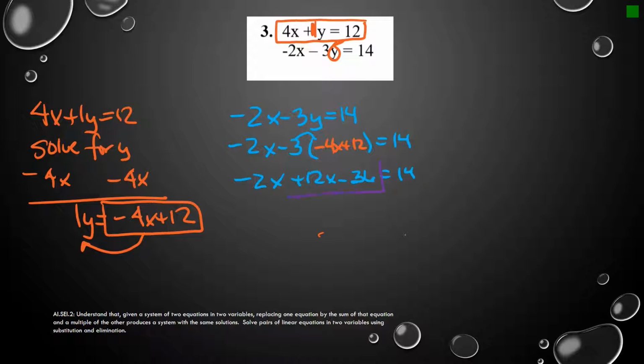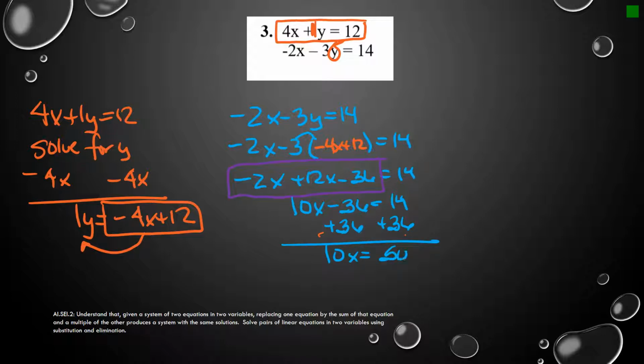Now, y'all hate doing this little box here. I'm putting it in purple because I know you don't like it. But it's a good thing to do because negative 2x plus 12x gives you 10x minus 36 equals 14. You're going to add 36 to both sides.